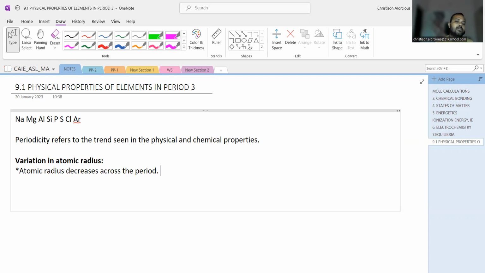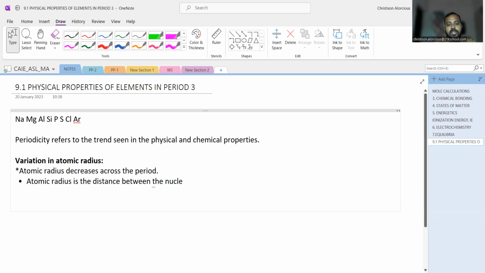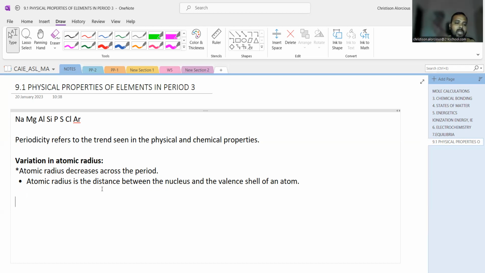So that brings us to the question, why do the atoms become smaller as we go across the period? That's because atomic radius is the distance between the nucleus and the valence shell of an atom. So it's the distance from the nucleus, which is the center, to the outermost electron, because where the outermost electron is present is the valence shell, it's the valence electron. All right. But what varies?